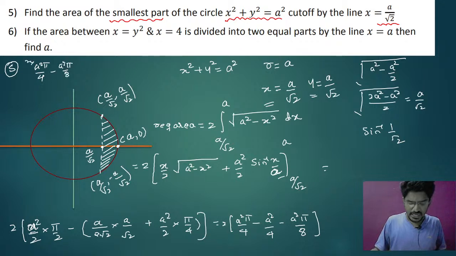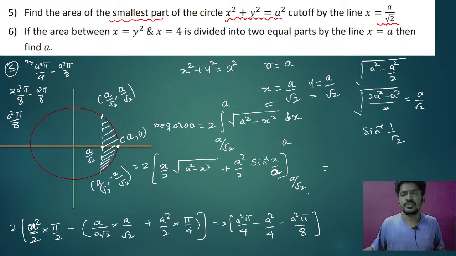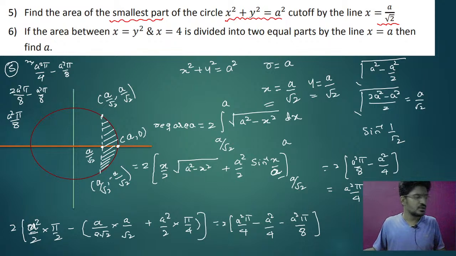I have to multiply it with 2. 2a square pi by 8 minus a square pi by 8. That will be a square pi by 8. Okay. Therefore, 2 times a square pi by 8 minus a square by 4. So if you cancel the terms, a square pi by 4 minus a square by 2 will be the answer. Okay.